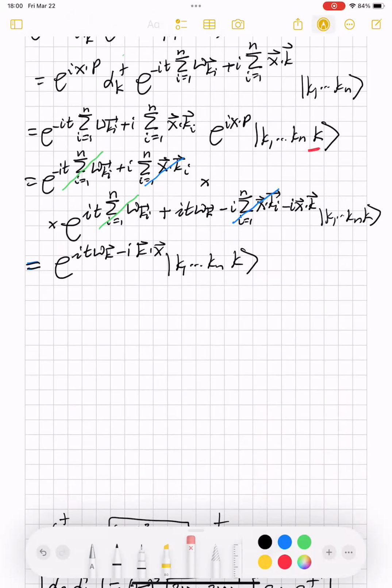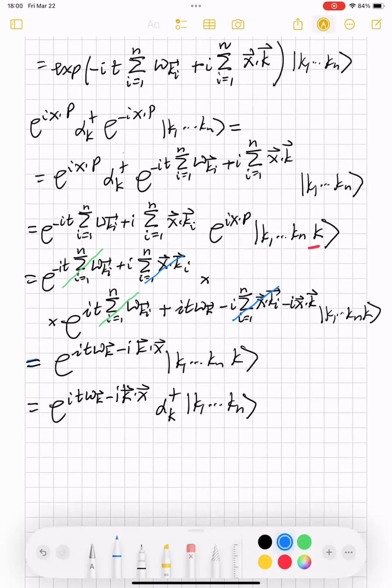I want to say that this is e to the it omega k minus i k dot x alpha k dagger on k1 up to kn. Now I want you to notice something. What we have here is any state of a basis. This is any state in the basis.